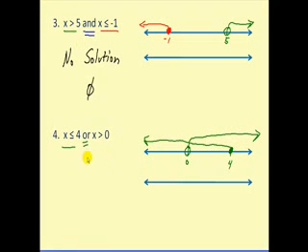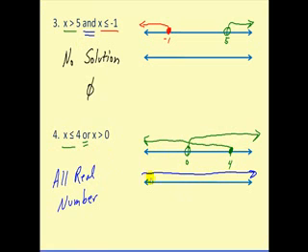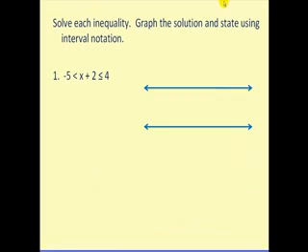Therefore, we would state this compound inequality would be all real numbers. So graphically, we would just graph the entire number line from positive infinity to negative infinity, and our interval notation would be the same, from negative infinity to positive infinity. So as you can see, it's extremely important that we recognize the meaning of the word and or. That's pretty much the main idea.